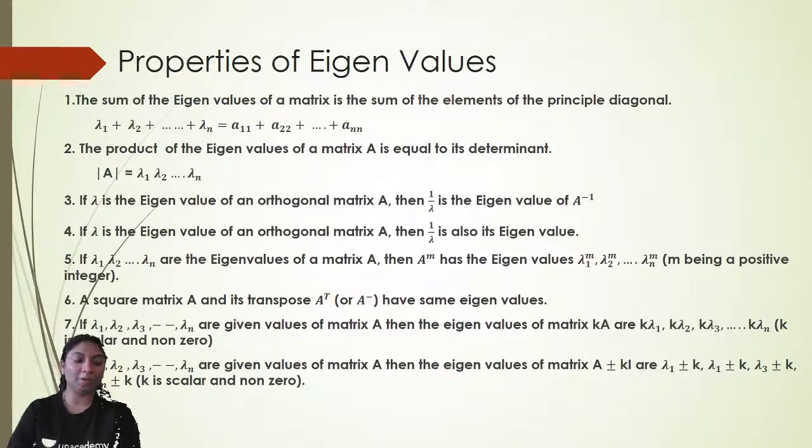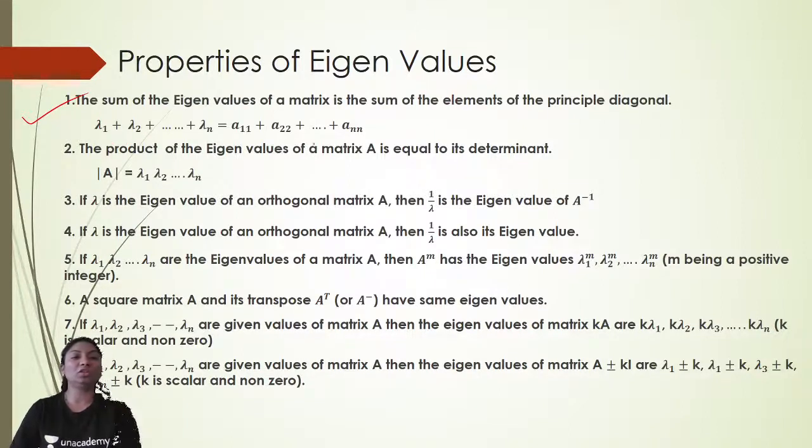Now see the properties of eigenvalues. So what are the properties of eigenvalues? Now the sum of the eigenvalues of a matrix is the sum of the elements of the principal diagonal. Okay, the sum of the eigenvalues of a matrix is the sum of the principal diagonal elements. So this property is very important while finding the eigenvalues for the given matrix in MCQs. Lambda 1 plus lambda 2 up to lambda n is equal to A11 plus A22 plus up to Ann.